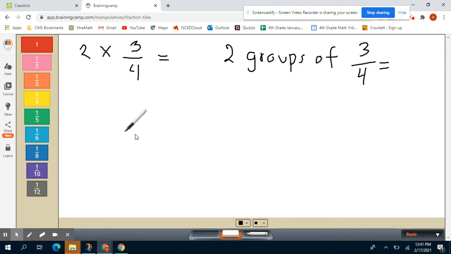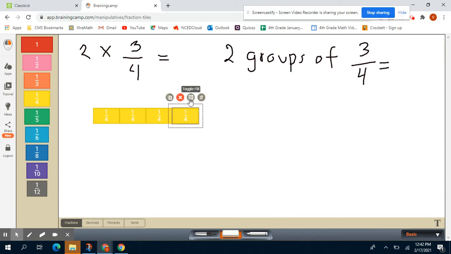So my first step was to create a model of my fraction. Since my fraction is 3/4, I'm going to grab my fourths. There's 1/4, 2/4, 3/4. I'm also going to add my other section, but since we only have 3/4, I'm going to make this one blank. I have one group of 3/4.